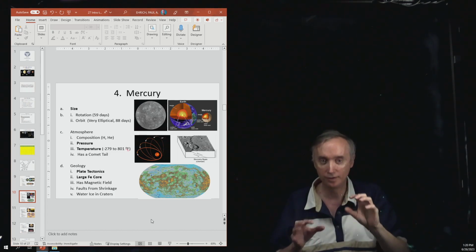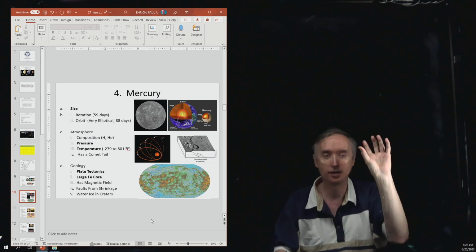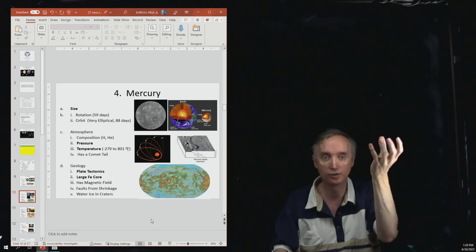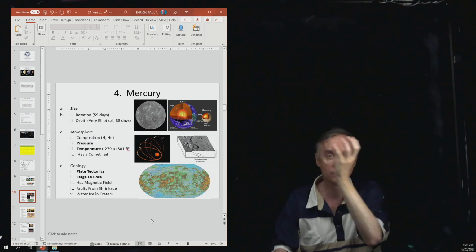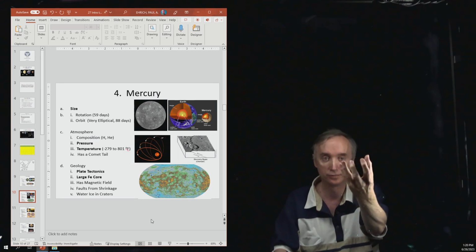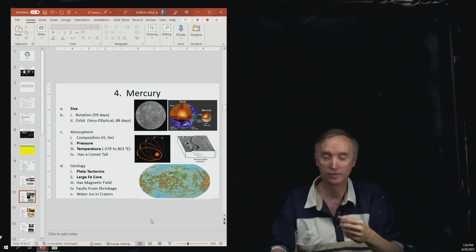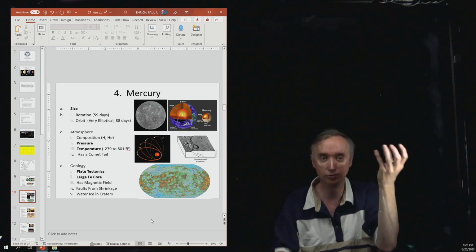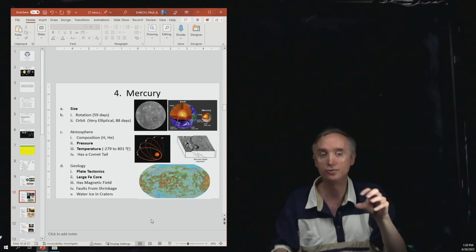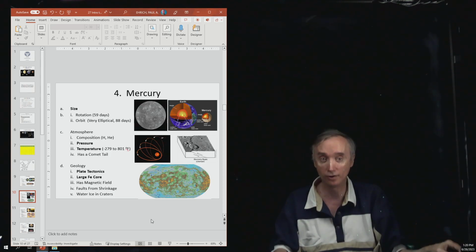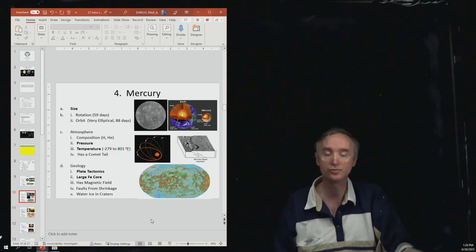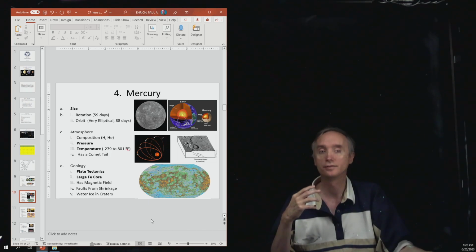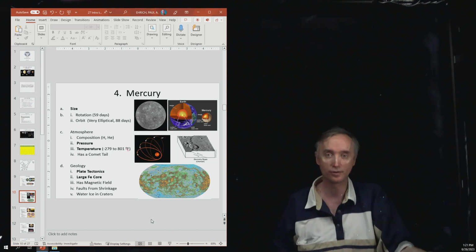Given enough time, the rotation rate of Mercury will eventually match its orbital rate, for the same reason that the rotational rate and the orbital rate of the moon are locked due to the gravity of the Earth acting on the moon. In this case, it's due to the gravity of the sun acting on Mercury. So just kind of interesting stuff.